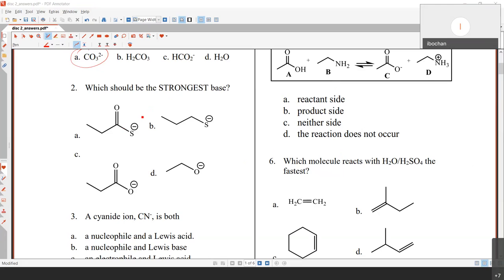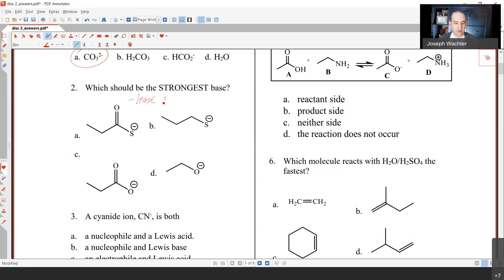If you think about base strength, the strongest base is going to be the one that can have, we'll say, the least stabilized charge.